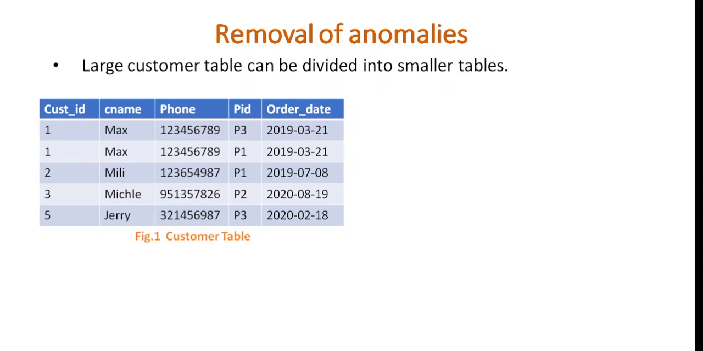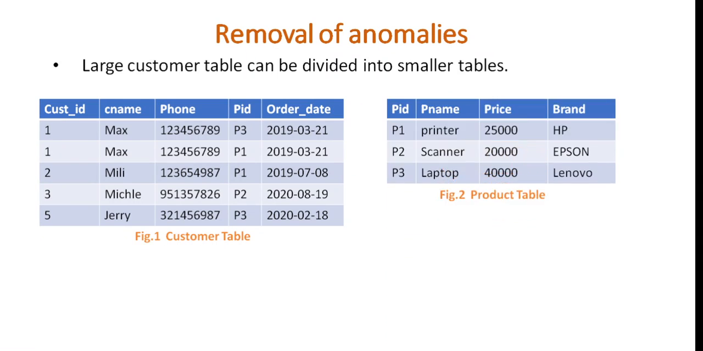We can split that customer table into two tables. The first table will be the customer table, which consists of information about the customer: customer ID, customer name, phone number, product ID and order date. That is my first table. My second table will be the product table, which consists of information about the product: product ID, P name, price and brand.